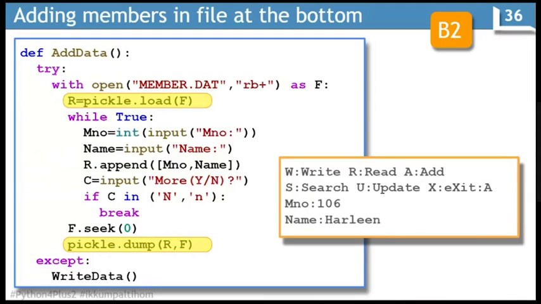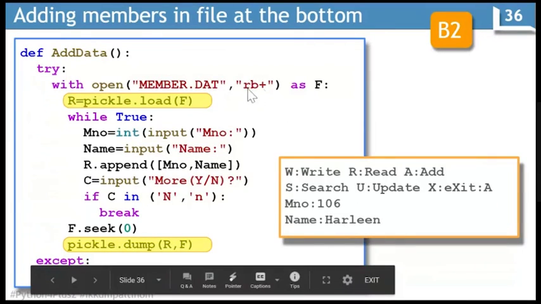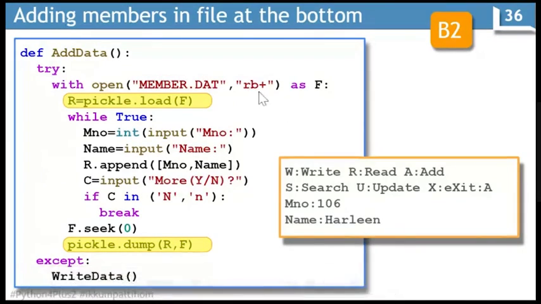Look at this content. In the earlier example, you saw that we were using AB as the mode for adding a member at the bottom of the file. Here, instead of using AB, I am using RB plus. That means my file is allowed to be read as well as to be saved. So in one go, the entire content of the file is retrieved with the help of r = pickle.load. That means I'll have a list containing two rows, that is, two lists in it.